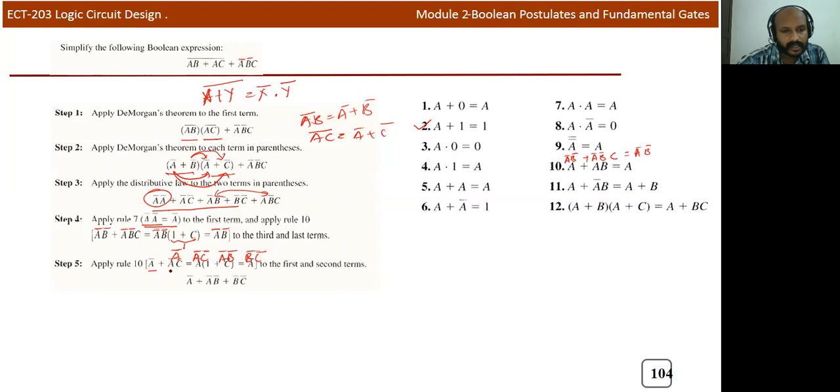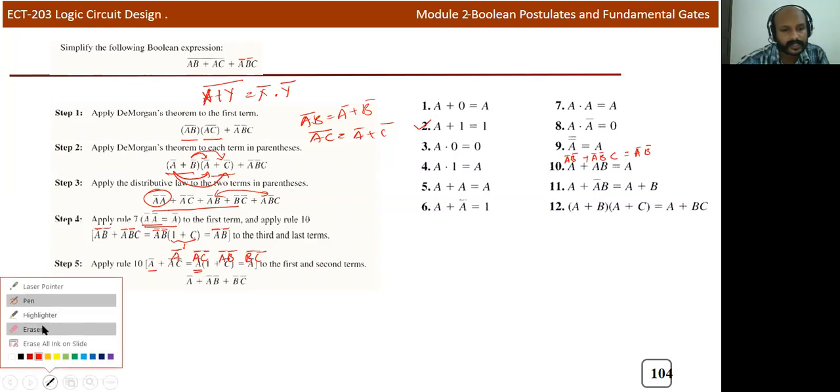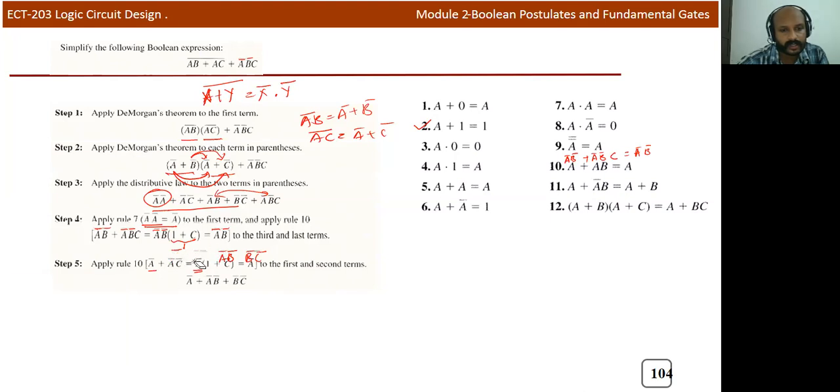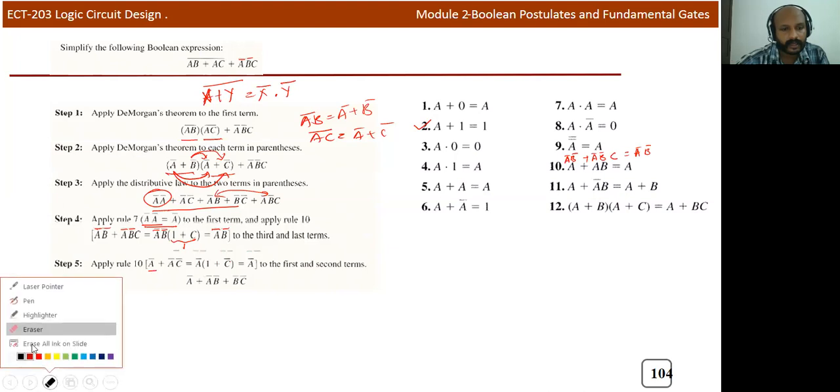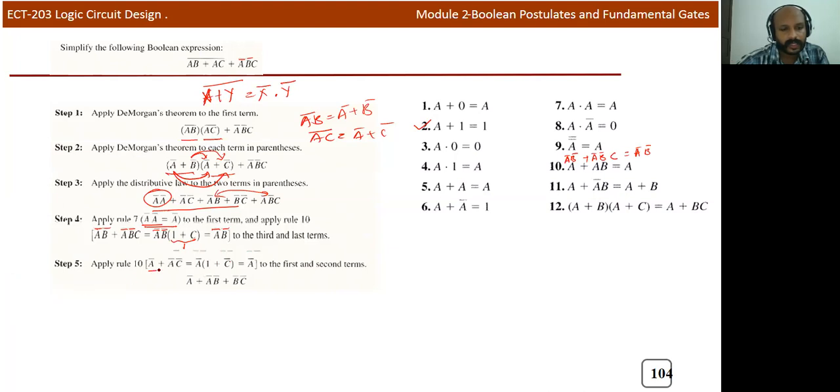Here a bar plus a bar c. If we take the first two terms, again you can take a bar common. If you take a bar common, again it's 1 plus c bar. So if you OR with 1, we'll get the answer equal to 1. So simply a bar. So the expression becomes a bar plus a bar b bar plus b bar c bar.